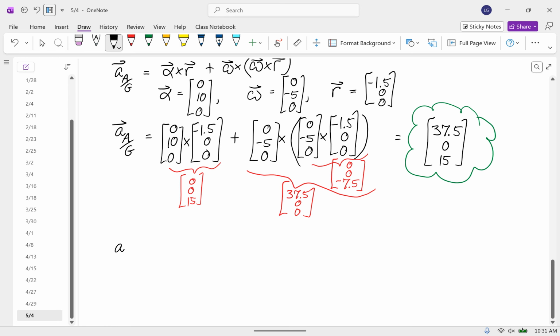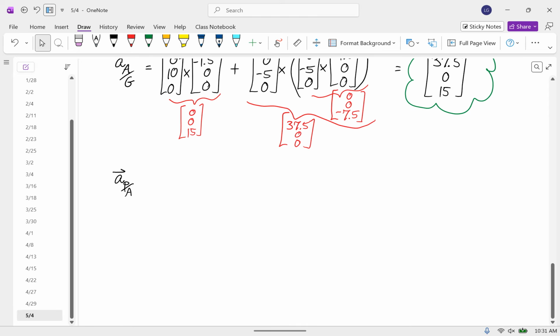Okay, so acceleration of P relative to A. This is going to be the rotating coordinate system stuff. So this is going to be the acceleration of P that's observed. But this time it's observed by a different video camera. This time it's observed by a video camera that's at that point A, not at the point G.